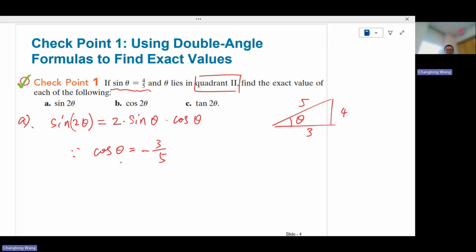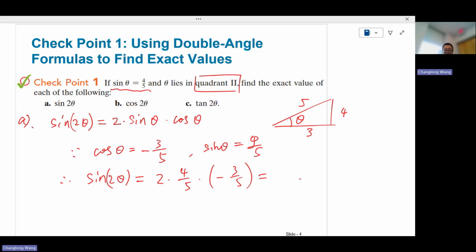Now since we know the cosine theta, and the sine theta is given, I can work out sine 2 theta just by plugging everything in. 2 times sine theta, which is 4/5, times cosine theta, which is negative 3/5. Just multiply them all. Numerators by numerators, you get negative 24, and multiplying the denominators, you get 25. And that's all.